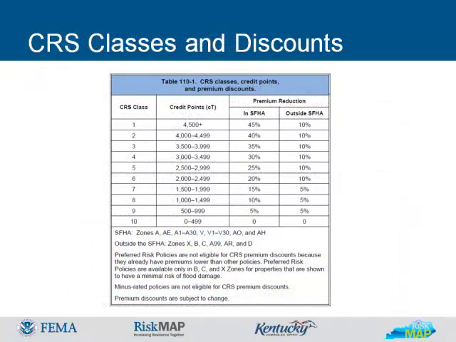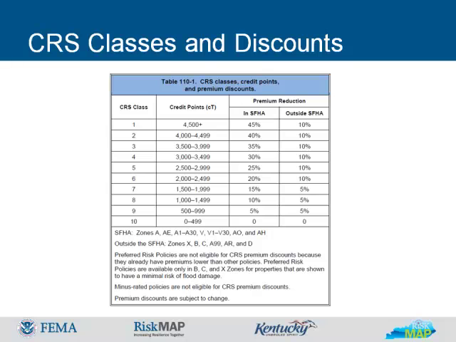The table on this slide illustrates the CRS classes and discount. In order to receive a discount through the CRS program, a community must have at least 500 points to be ranked as a Class 9. As a community earns more points, a community can reduce premiums for its residents. A Class 1 community can receive up to a 45% discount.